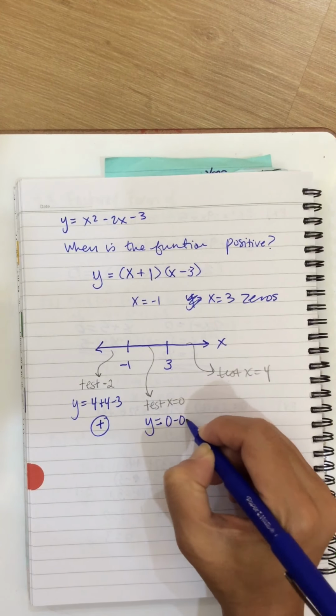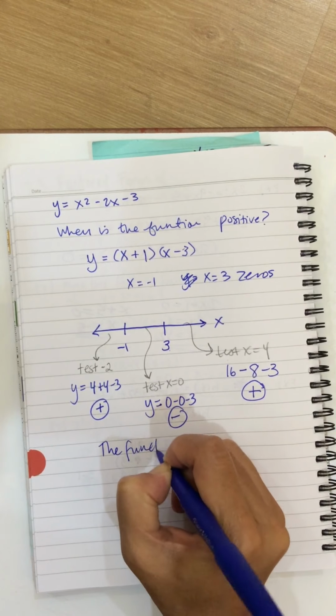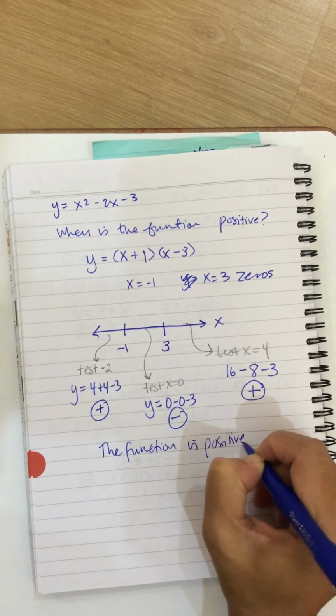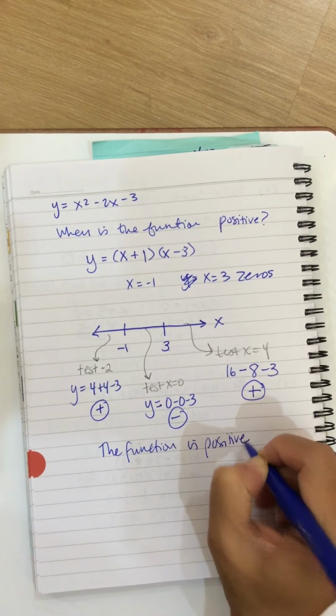So what have I done here? I've proven where the function is positive. So we would say the function is positive on negative infinity to negative 1 and 3 to infinity.